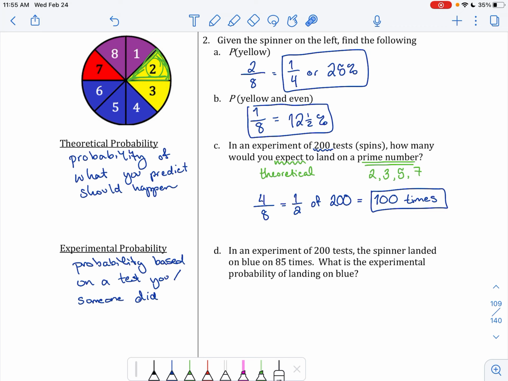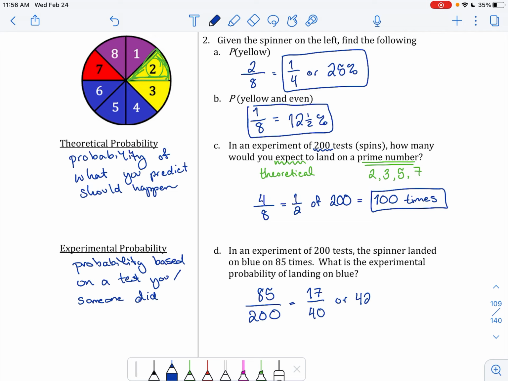So in an experiment of 200 tests, the spinner landed on blue 85 times. What is the experimental probability of landing on blue? So in this case, we aren't even going to look at the spinner. We're going to ask ourselves how many times out of the total. So 85 out of 200 is the experimental probability. I can simplify this by 5, and I get 17 over 40, excuse me, not 20, 40, as this is our fully simplified fraction.